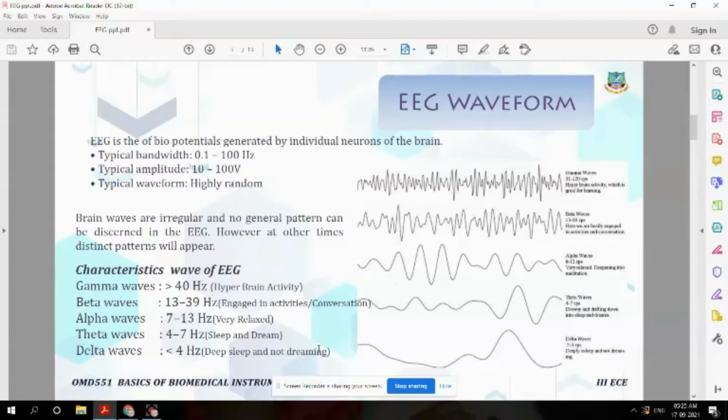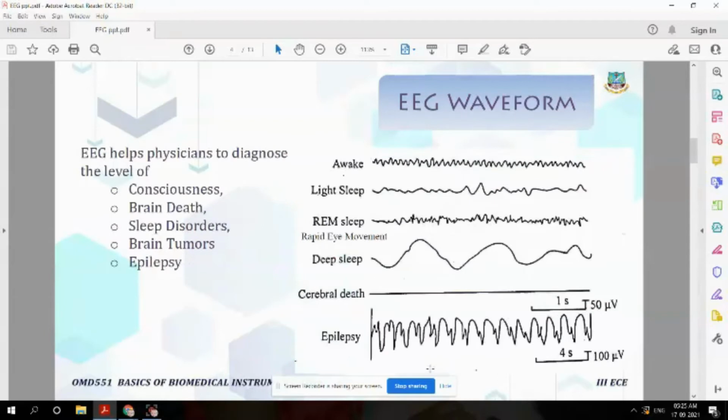Brain cortex is one of the sensitive parts of the brain. So this delta wave appears in the cortex of the brain. Next, we see about EEG.